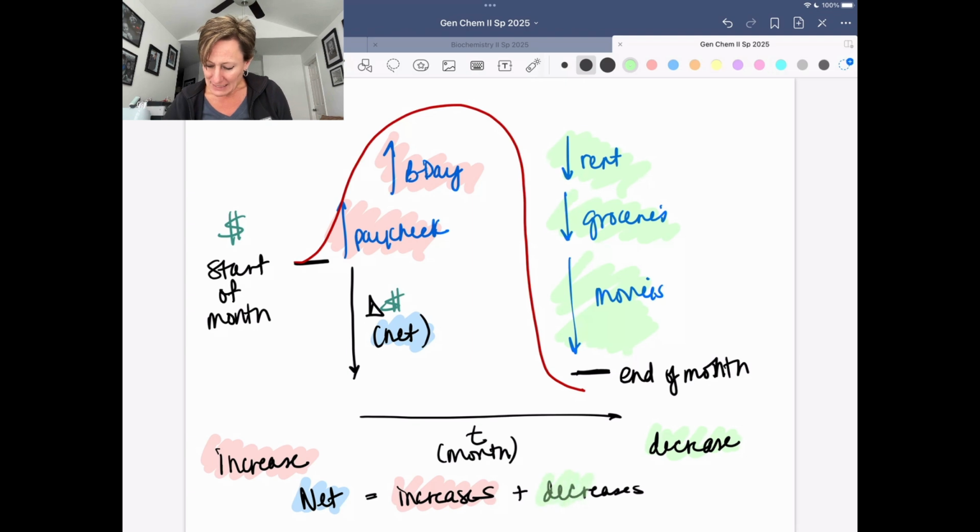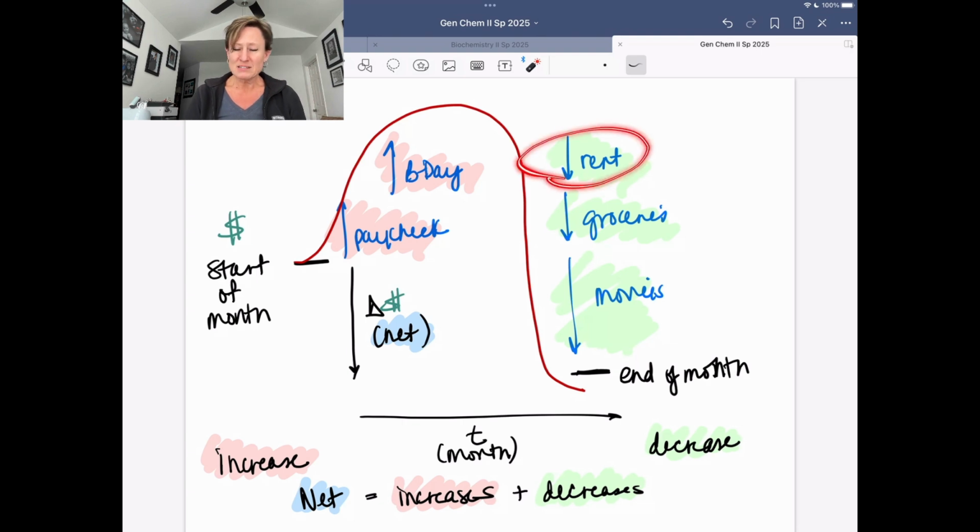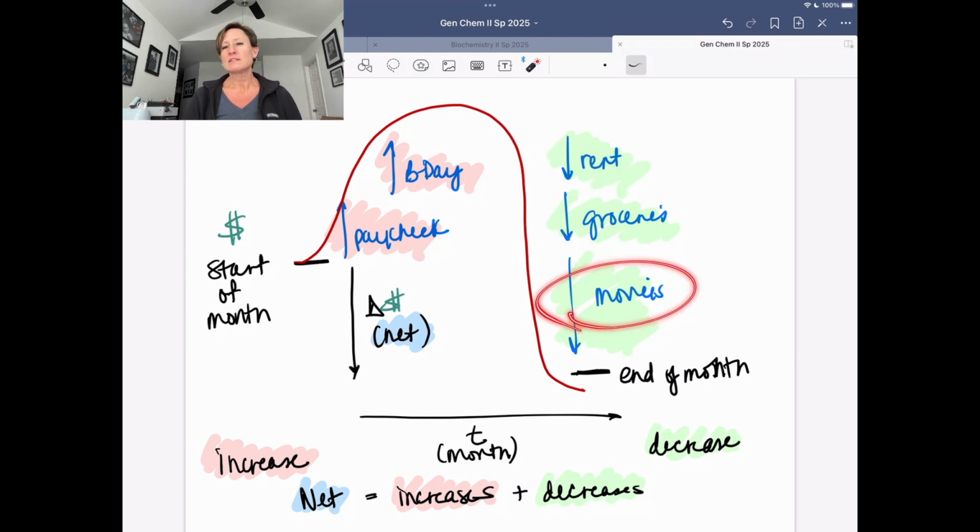Now, conceptually, I want you to think about this. Every one of these things in our bank account has an absolute value. Maybe your paycheck is $250 and then birthday money is $50. But rent might be $300, groceries might be $50, and movies might be $25, right? If I want to have this net, I need to manually account for the sign of what those absolute values do to my bank account.